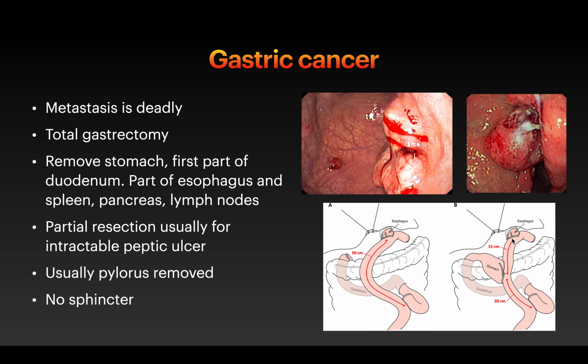So a partial resection is usually for the intractable peptic ulcer. You've tried to treat it, it hasn't worked. We don't want it to go into full-blown cancer, so we just cut that out. So usually only the pylorus is removed, but you do have to put them on some kind of anti-acid medication, because there's not going to be any sphincter, and the stomach contents have to be alkalinized in order to go into the duodenum.